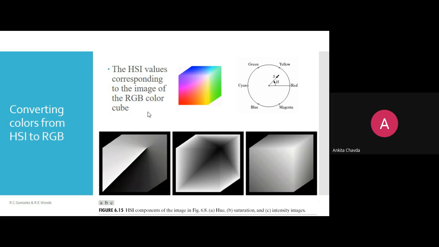Then there is one of the topics, which is converting colors from HSI to RGB. First we have seen RGB to HSI. Maybe there would be interest that you can even convert the colors from HSI to RGB. But this topic again includes another 11 to 12 formulas.